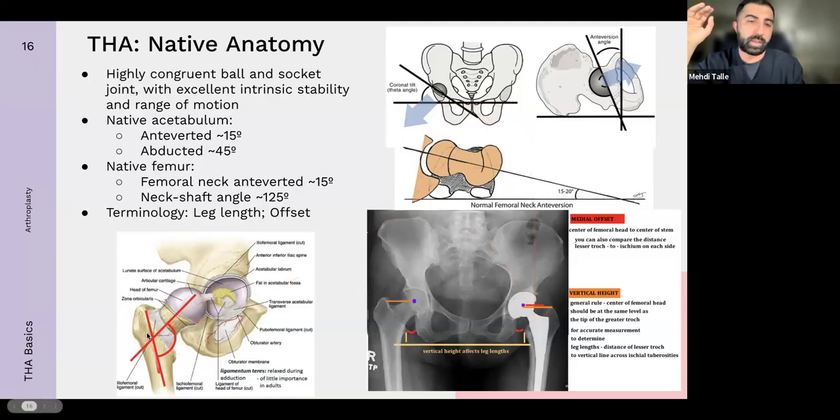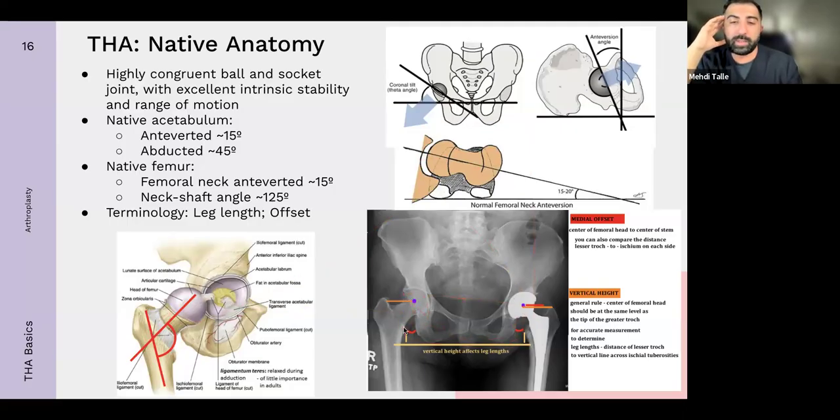The next shaft angle is about 125 degrees, and then some basic terminology to start becoming familiar with. So leg length, obviously, I think we understand the general concept of that, but how do we assess that? So you can use different points here to assess kind of how far down you are. The hip center is something that we'll see a little bit later on as well. And when you put in new implants, you can be changing this, and that can affect your leg lengths.